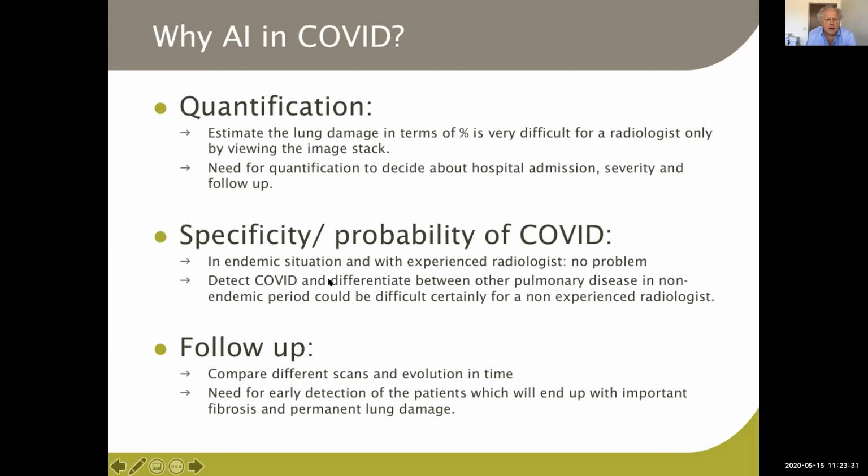And I hope, and I'm quite sure, that the system, if we go further in development, will be able to do this. And then the third reason why we need this AI is follow-up: to compare the different scans and the evolution over time, and to decide about treatment, to try to tackle these scar lesions and this lung damage. And I think early detection of patients who need other treatments is important, to treat them for their fibrosis and to avoid permanent lung damage. So this was a little bit my radiological view.